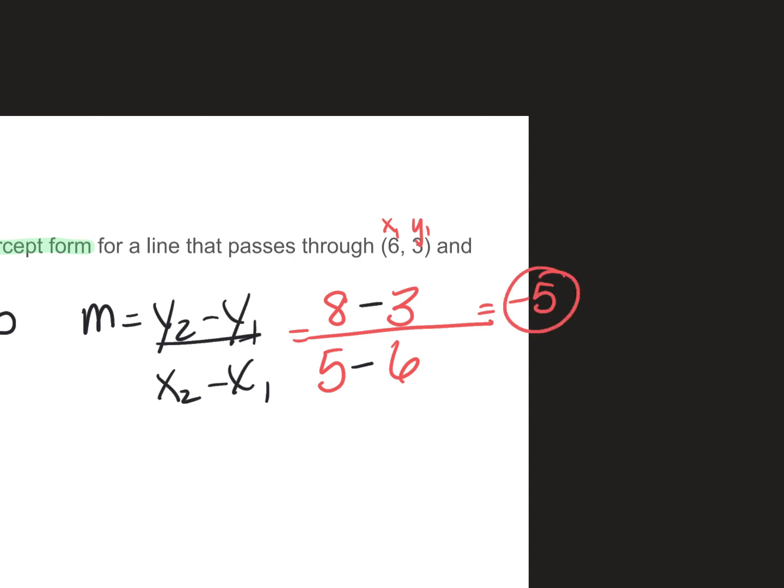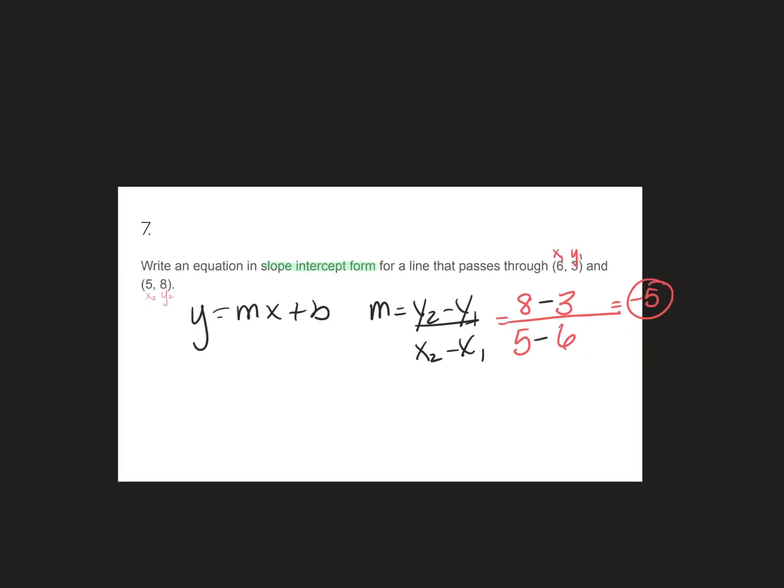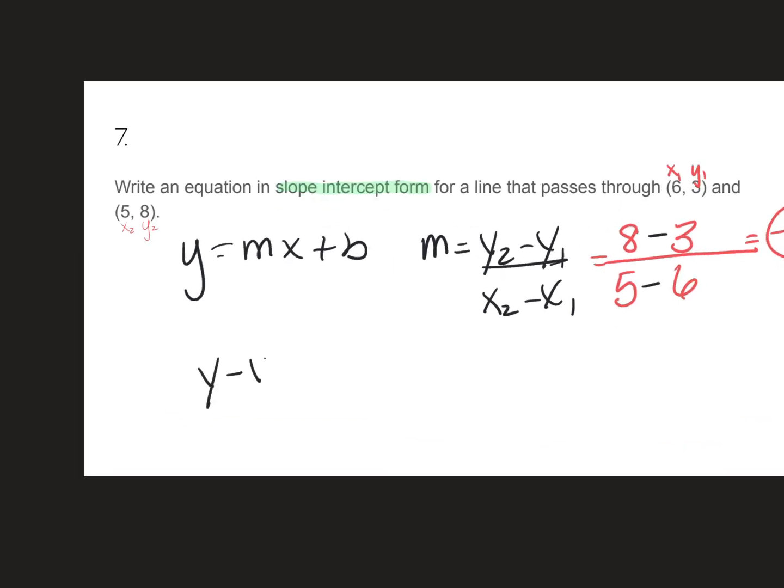Okay. Now we need the y-intercept. Well, the y-intercept is where x is 0, so I don't have that from these 2 points. So when given a point and given the slope, we have to start with point slope form. Again, you don't have to have this memorized, you just have to know where to look. So point slope form, y minus y1 equals m times x minus x1.